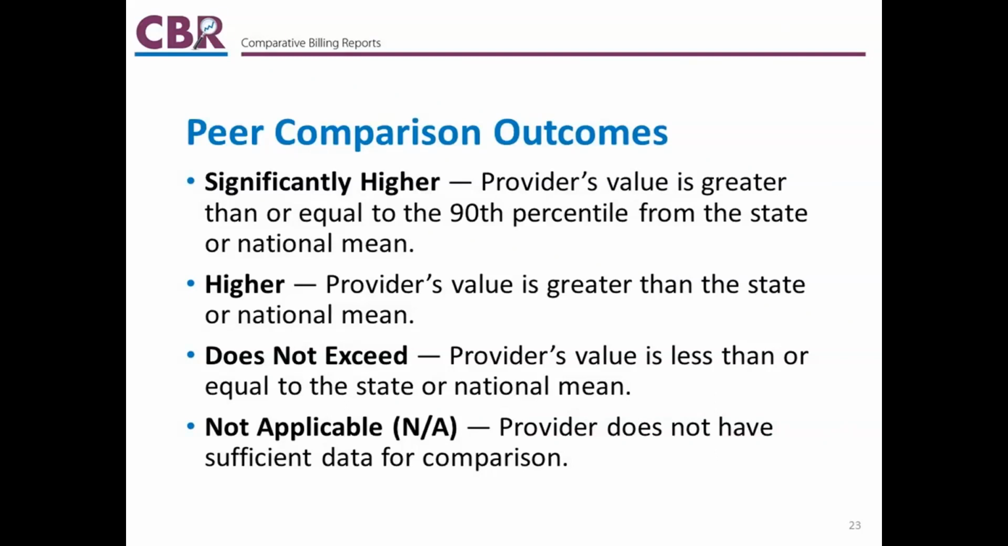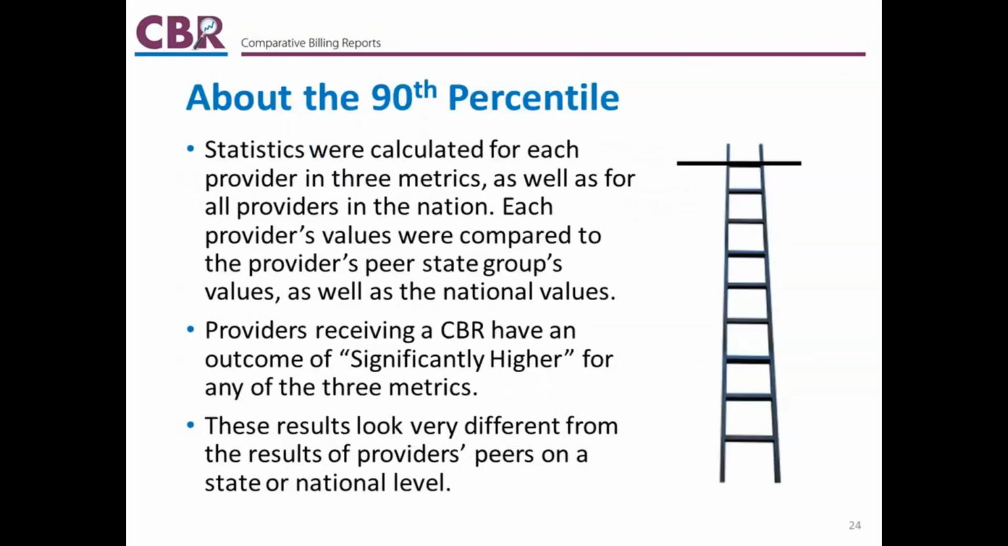The significantly higher outcome indicates that the provider's value is greater than or equal to the 90th percentile from the peer state or national mean and is part of the criteria for receiving a CBR. In order to talk exactly about how we calculate the 90th percentile, let's go to our next slide. I think that the visual on this slide can help us to understand the true meaning of the 90th percentile. It is important to fully understand these outcomes as they are the criteria for receipt of a CBR.